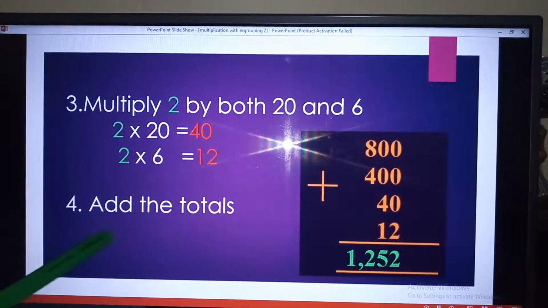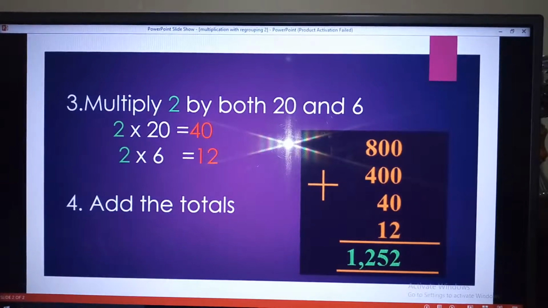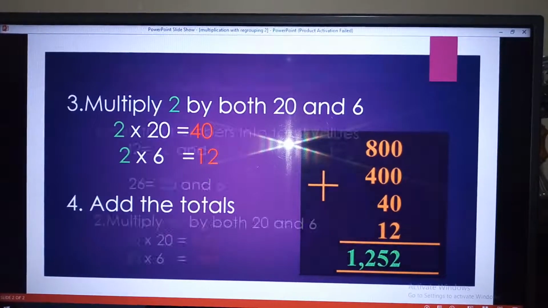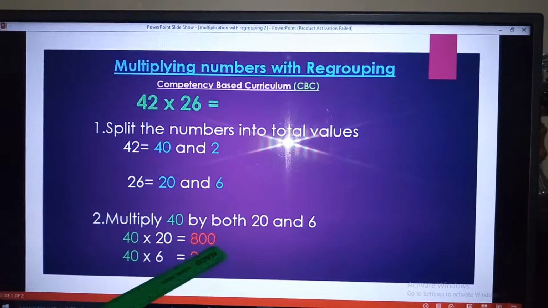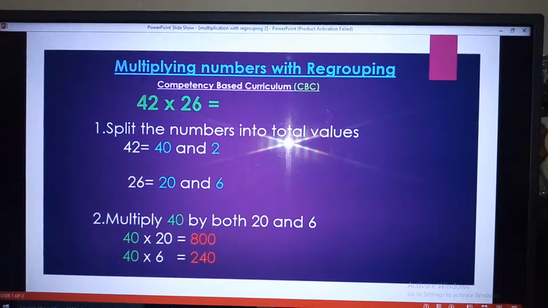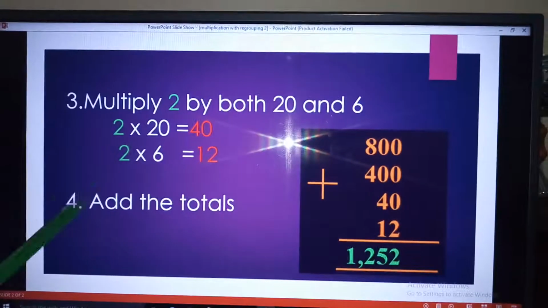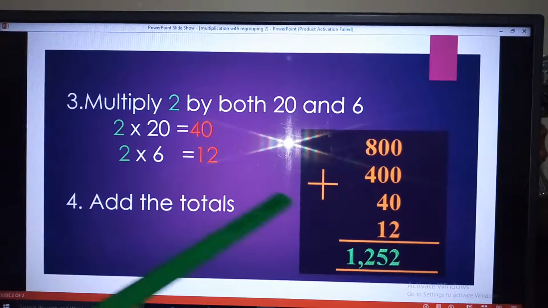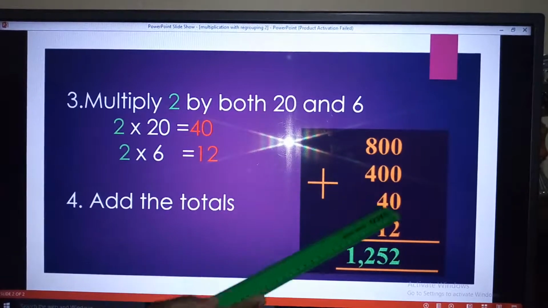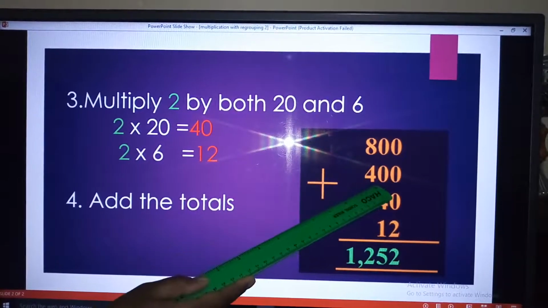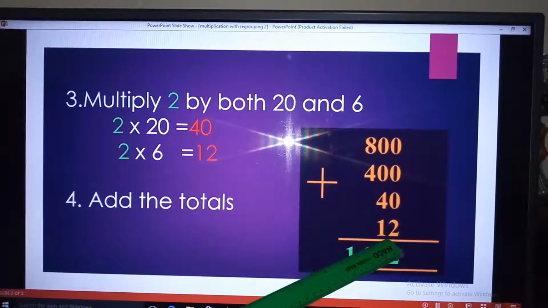The last step, add the totals. My totals are shown in red. You have 800 plus 240 plus 40 plus 12. They are the same numbers indicated here. 800 plus 240 plus 40 plus 12.